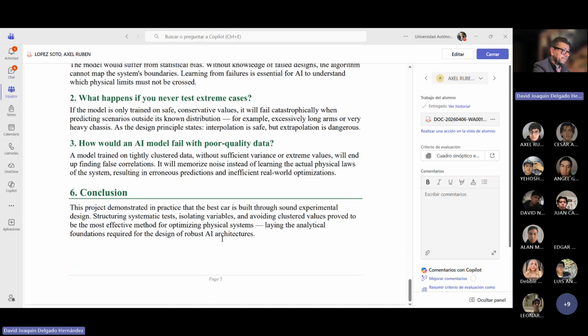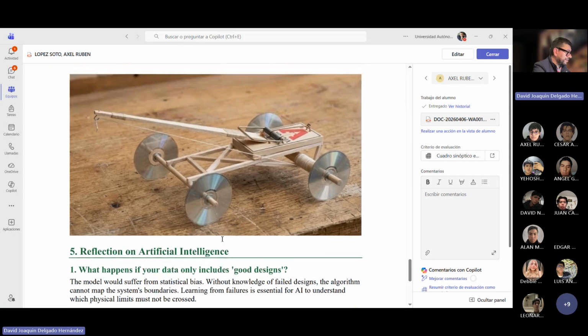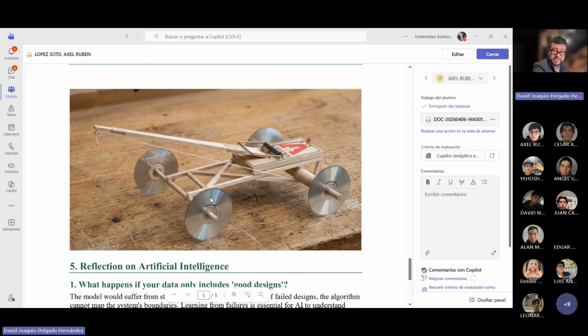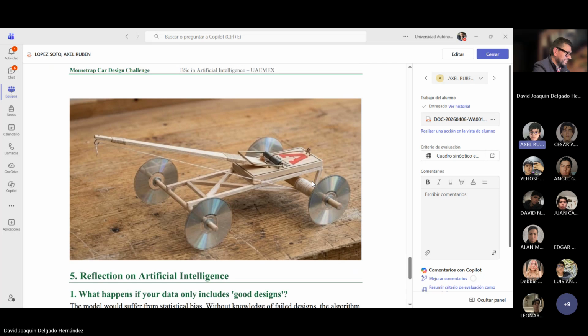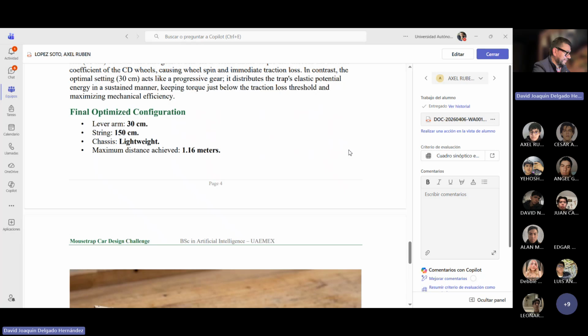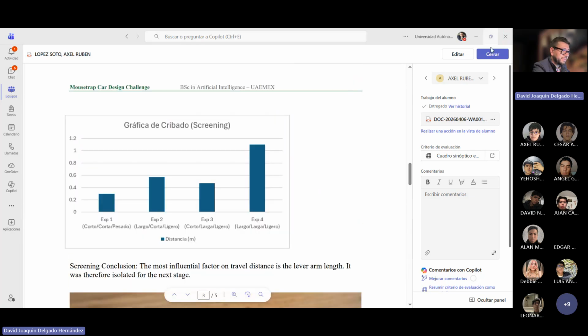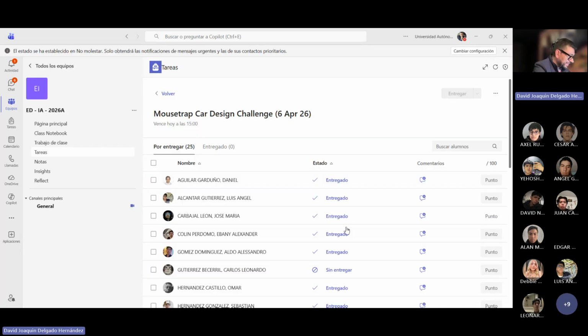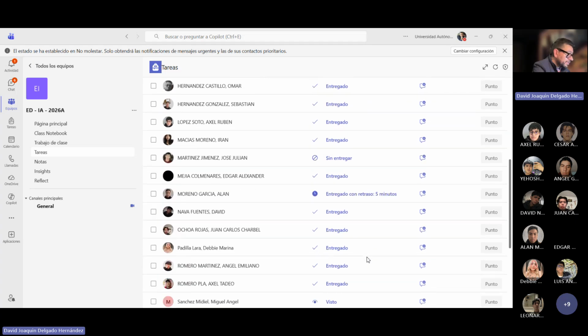Okay. Perfect. So this is the car, right? Was it difficult to get the materials, or did you already have at home these CDs and all the things? Some CDs, I have some, but not the four, and it was a little difficult to find. But the rest was easy. Okay. Perfect. Thank you. Thank you very much for the presentation. Thank you, Axel. Let's go to another team.